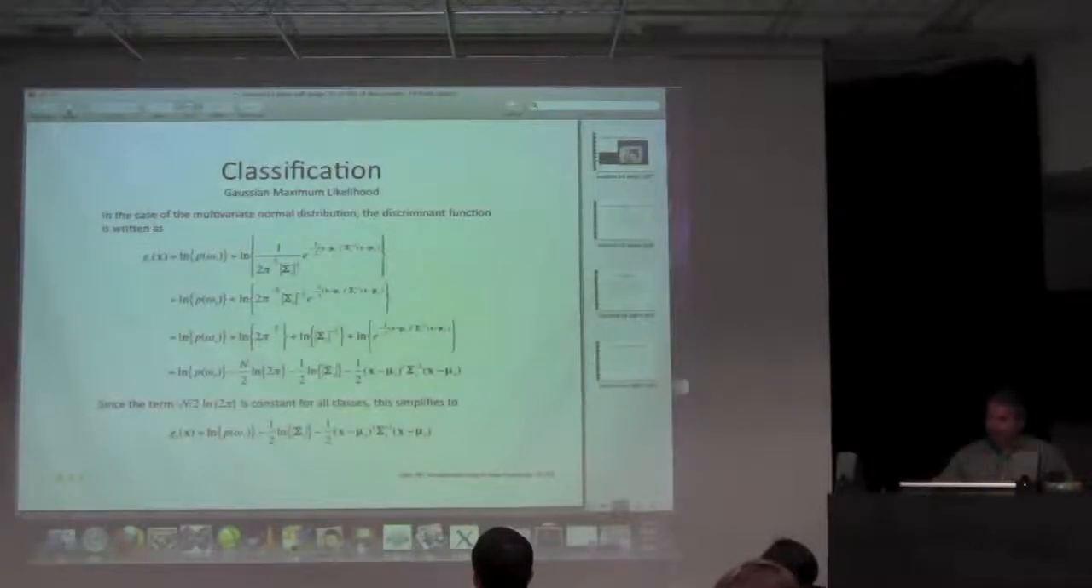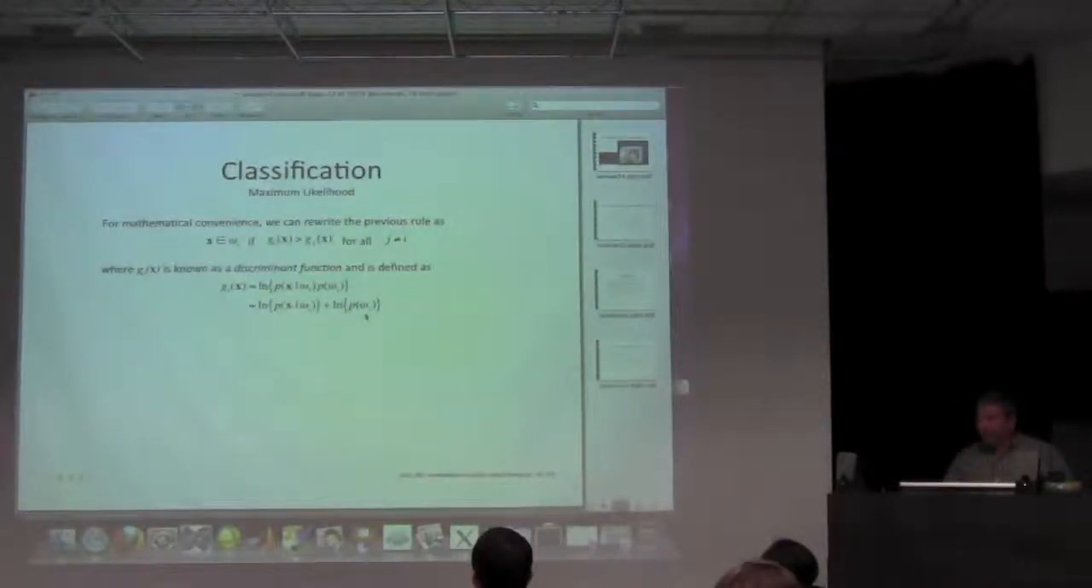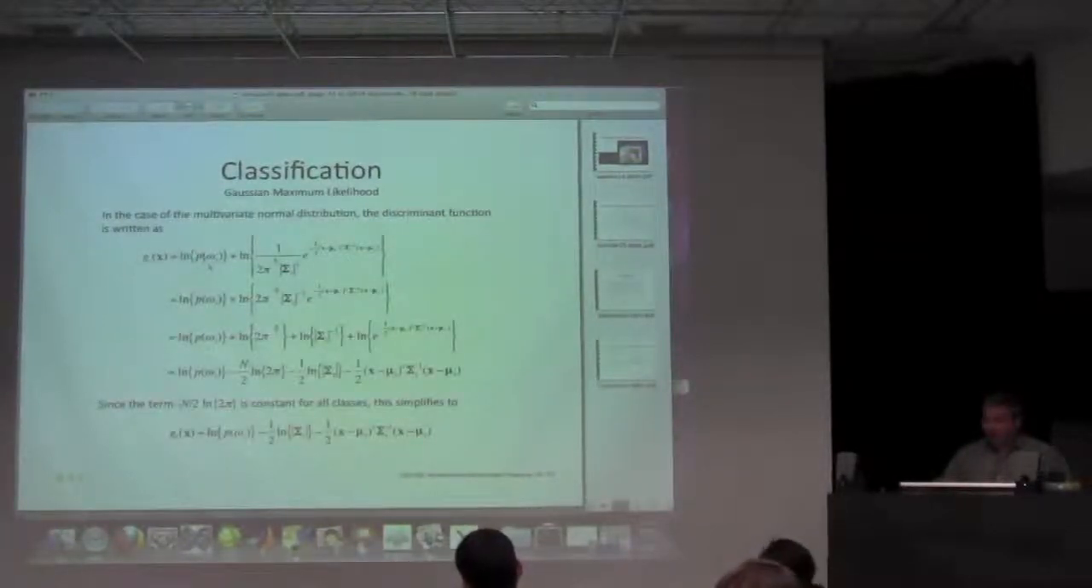And now let's go and plug in some stuff. All right? Let's see what we have here. We have the natural log of the prior probability and the natural log of essentially the histogram, the probability density function. If we make a Gaussian assumption for the probability density function, then what do we have? We have the natural log of p of omega i, the prior probability. That didn't change. And then the natural log of the multivariate Gaussian normal distribution. We get mu sub i and sigma sub i from training data. And then we can go ahead and compute that multivariate Gaussian.